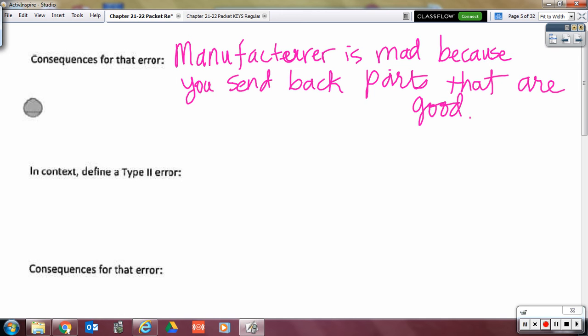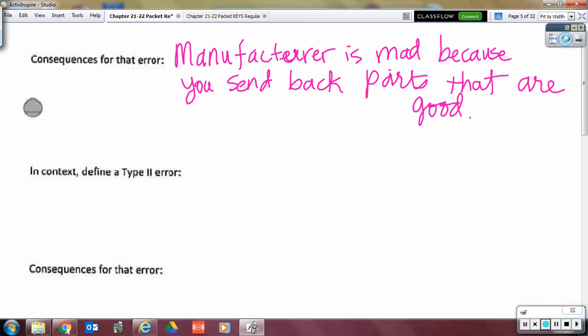Okay? So you got your manufacturer mad at you. It's going to waste his money because he's going to have to get back another whole shipment to send you another one whenever the first one was absolutely fine. Okay? Oh, yeah, then he might just send the same shipment back. Okay, good. So that's a type 1 error.